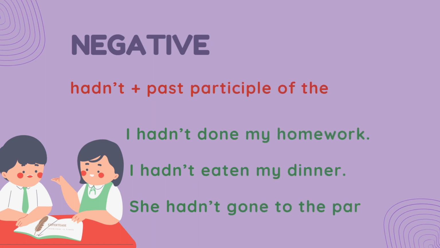Negative. Hadn't plus past participle of the verb. I hadn't done my homework. I hadn't eaten my dinner. She hadn't gone to the park.